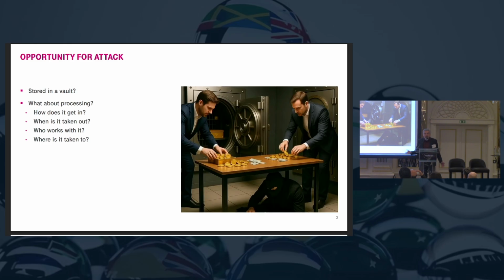And when it's taken out of the vault, say you have it in the TPM, for example, you need to get the key out probably to decrypt something, and then it's maybe available. Who is entitled to do that? And where is it then processed? These are very important questions which often are unanswered when we are talking to clients.